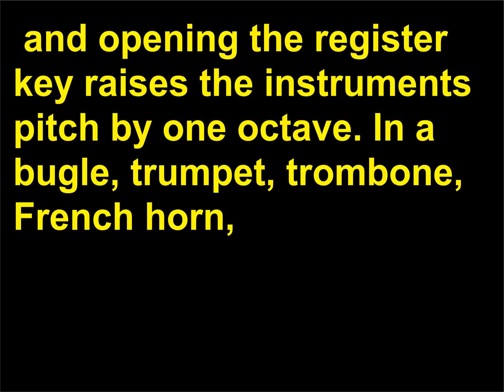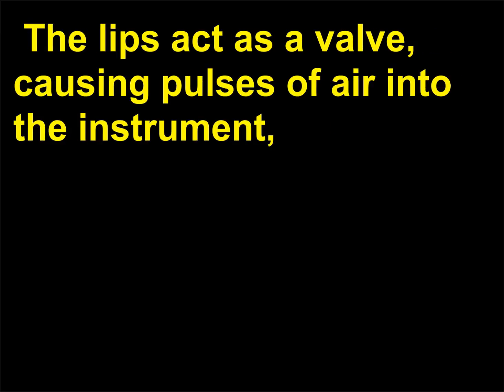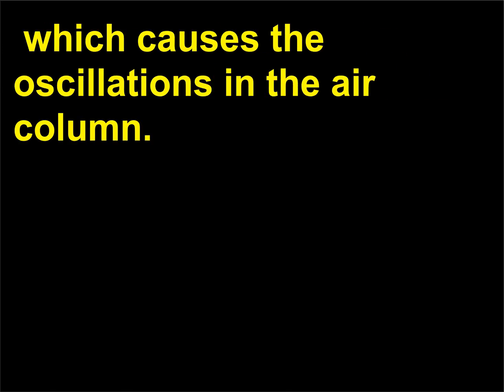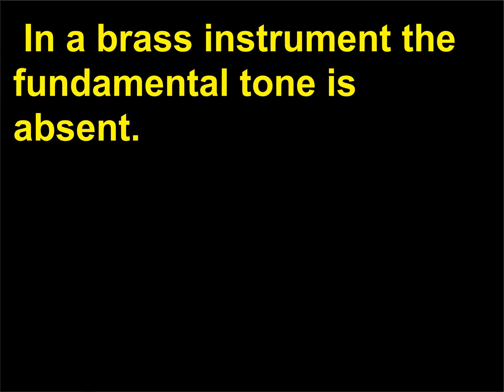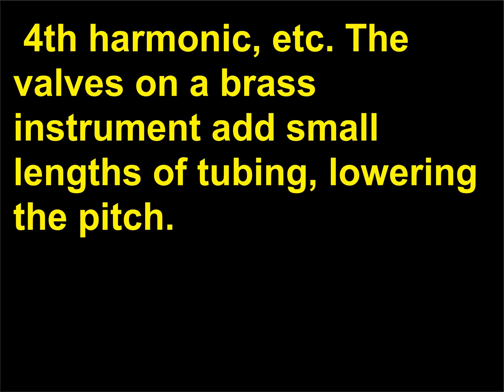In a bugle, trumpet, trombone, French horn, or other brass instrument, the oscillations are caused by the player's lips. The lips act as a valve, causing pulses of air into the instrument, which causes the oscillations in the air column. In a brass instrument, the fundamental tone is absent. By adjusting the tightness of the lips, the player can cause the instrument to play at the second, third, fourth harmonic, etc. The valves on a brass instrument add small lengths of tubing, lowering the pitch.